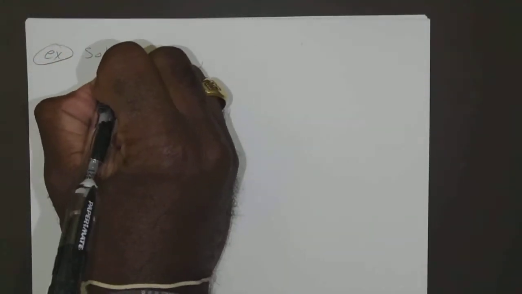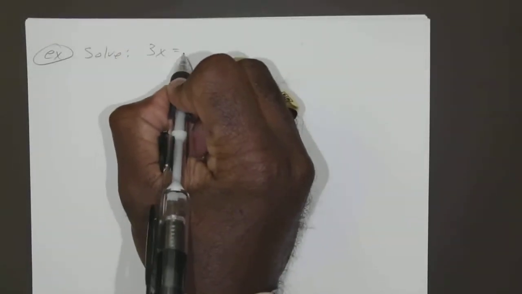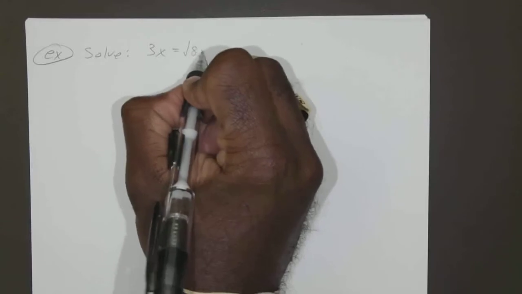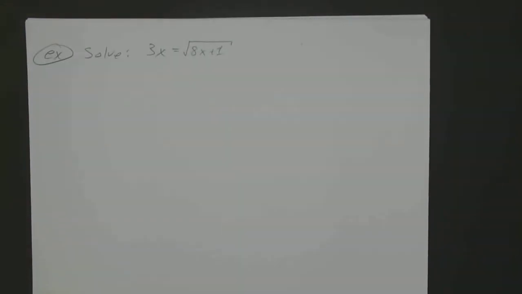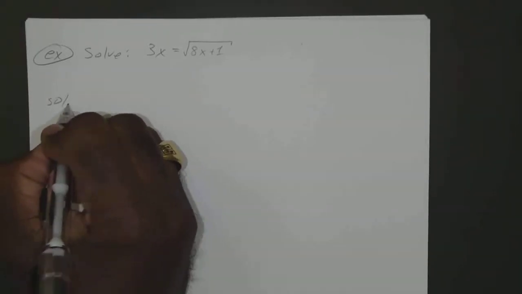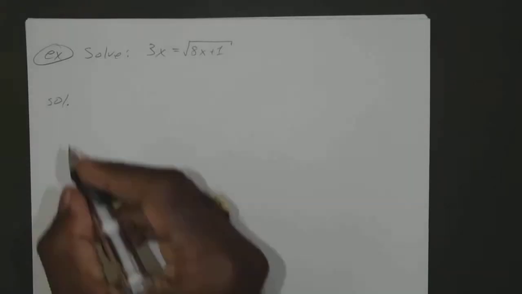Okay, so first example, just a quick review of the square root property. So let's say if we want to solve 3x equals the square root of 8x plus 1. Okay. So you can either square root both sides, you can square both sides. In this case, you just square both sides.